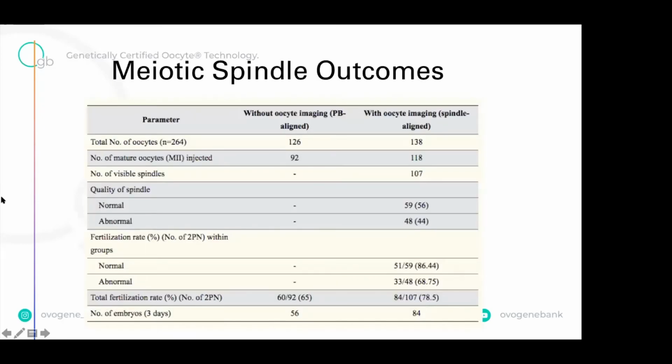So as you see, meiotic spindle outcomes. When we determine the meiotic spindle versus when we determine only polar body imaging, there is a huge difference, because the total fertilization rate in one of them is 65, the other 78.5, almost 15% of difference in fertilization rate. And the number of embryos, if we check, is 56 from the polar body determination only, but 84 high quality embryos and cleavage embryos on the third day from the meiotic spindle determination.